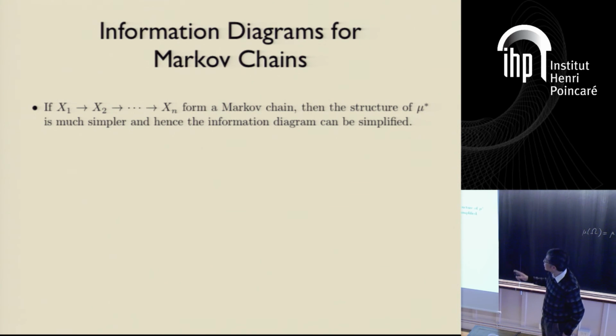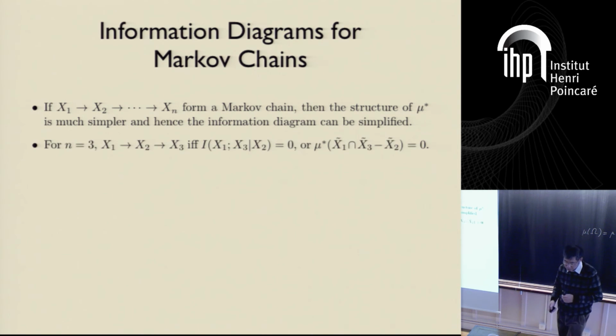Now, as I mentioned, if you go beyond 4 random variables, it's terribly difficult to visualize the information diagram. I have seen constructions of Venn diagrams for any number of random variables in 2 dimensions, but although you can do it, it's close to useless because it's very hard to read them. However, if these random variables form a Markov chain, the structure of mu star is much simpler, and the information diagram can always be expressed in 2 dimensions.